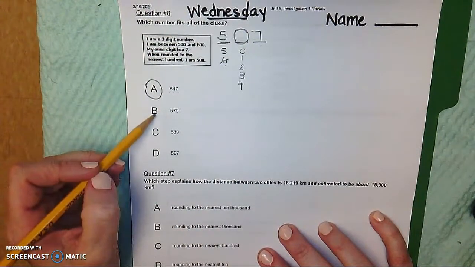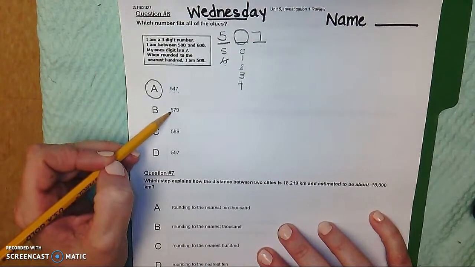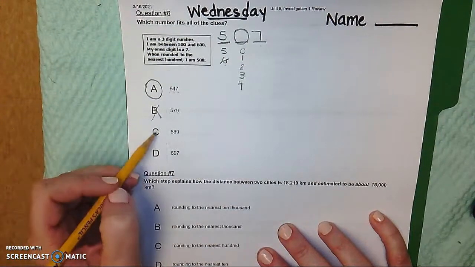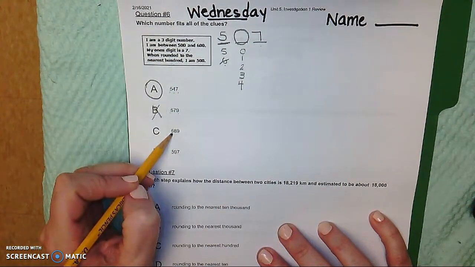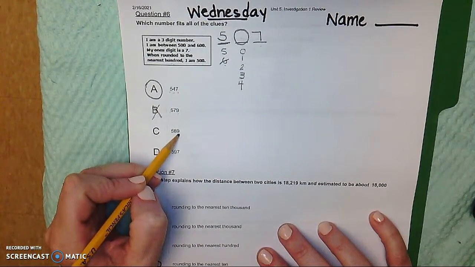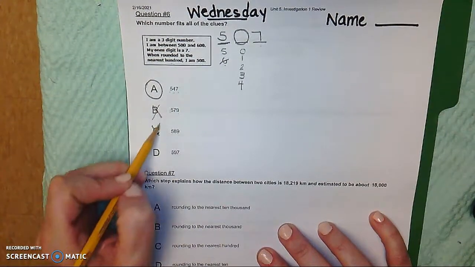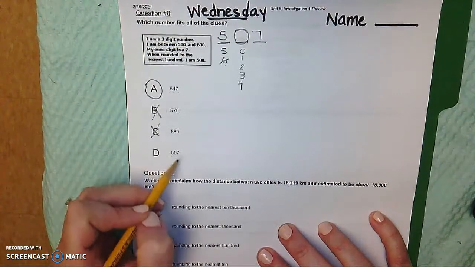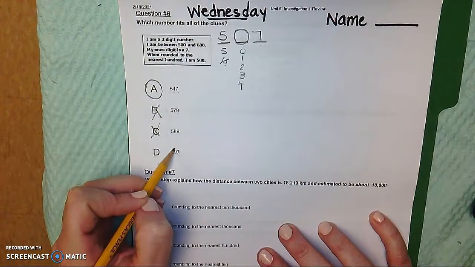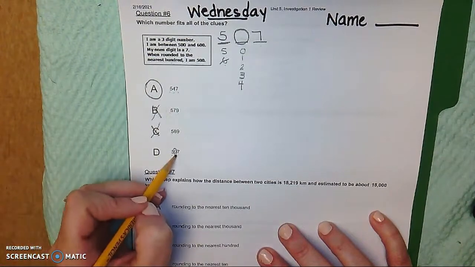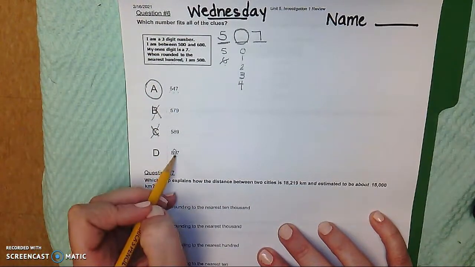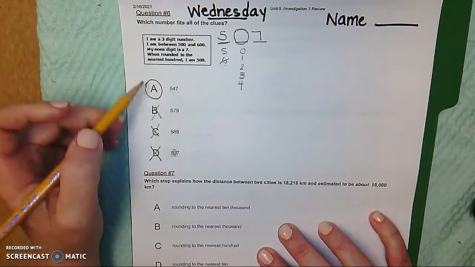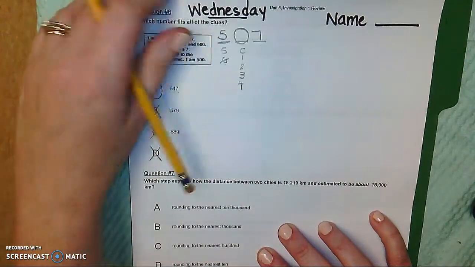I notice for letter B that there is a 5 in the hundreds place, but there is not a 7 in the ones place, so that can't be it. For letter C, there's a 5 in the hundreds place, but a 9 in the ones place instead of a 7. That can't be it. And I notice for letter D, there is a 5 in the hundreds place. There is a 7 in the ones place, but then I have to look at that number right there, and that's a 9. And I know that if I have a 9 here, that becomes 600. All right, so the best answer is A, 547.